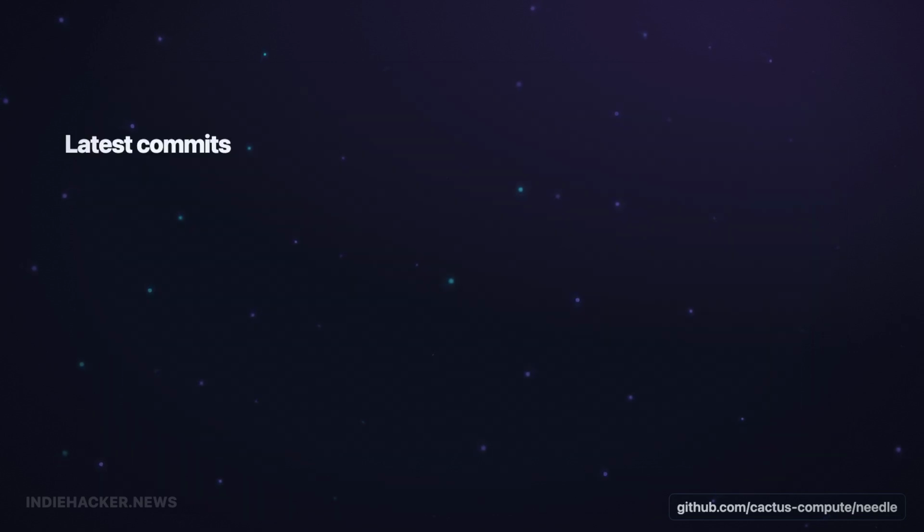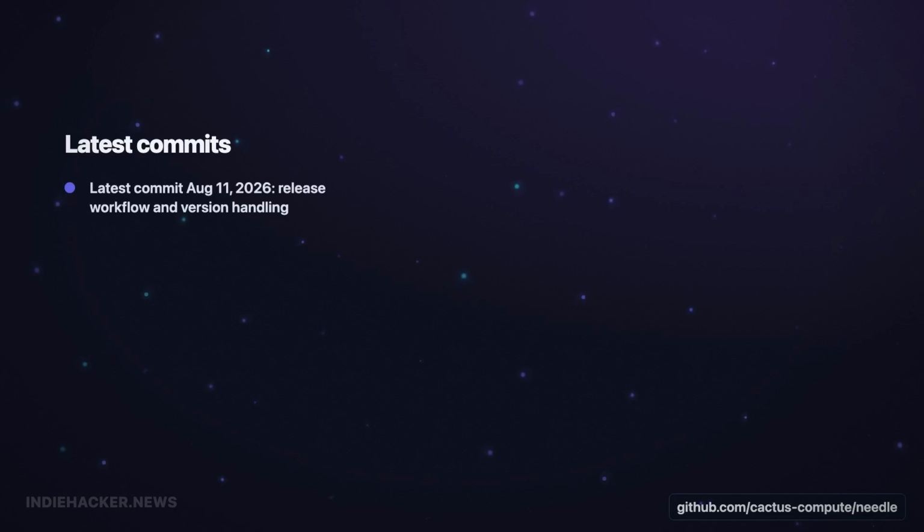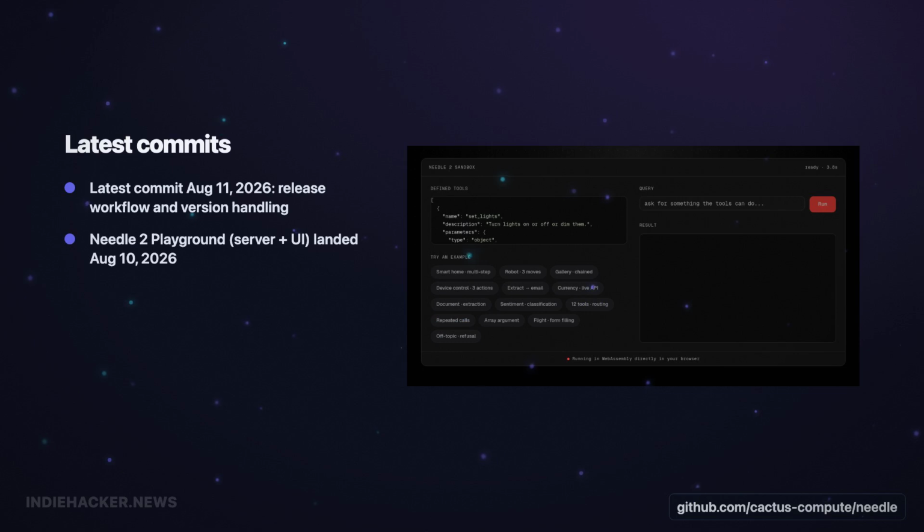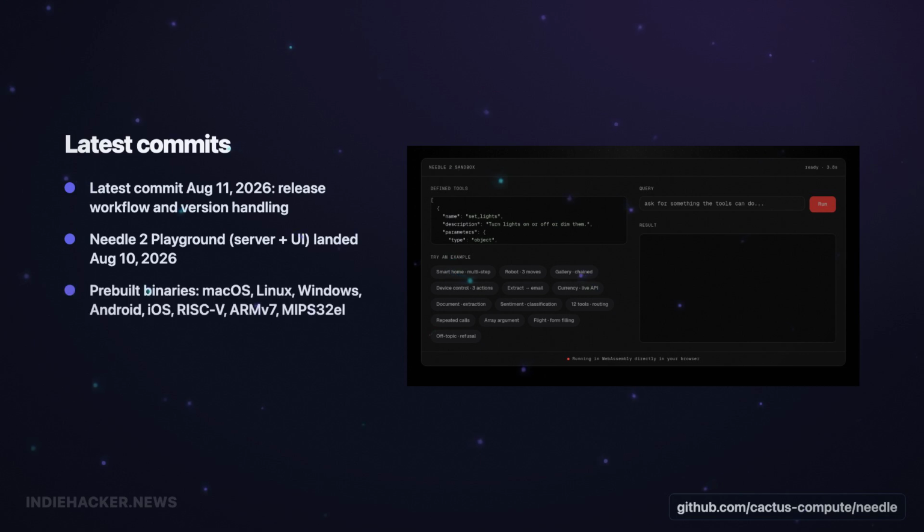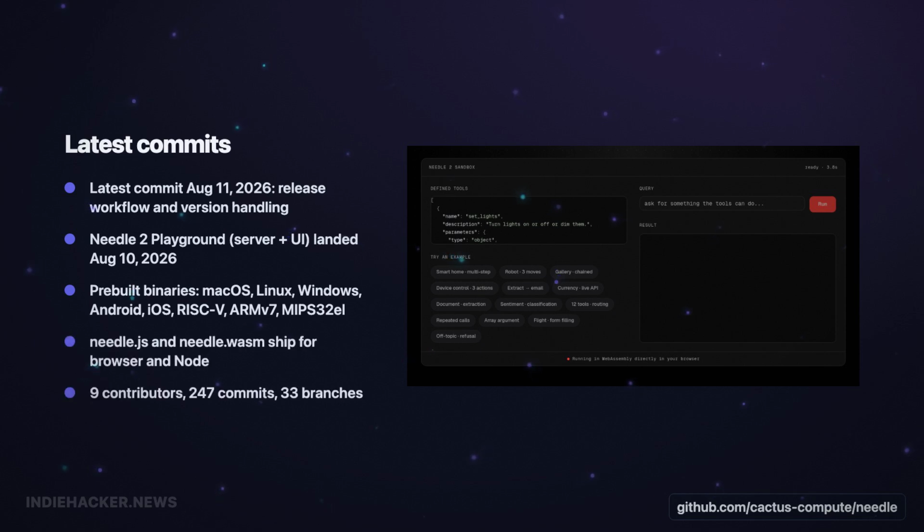The repo is moving daily. The newest commit at capture is dated August 11th, 2026, and it covers release workflow and version handling. The playground landed the day before, server and interface both, and it runs locally with preset tools and a button that retrains on them. The day before that, the architecture assets. The release folders tell you who this is aimed at. Pre-built binaries for macOS, Linux, Windows, Android, and iOS, plus RISC-V, ARM-v7, and MIPS32 for camera and router chips. There is a WebAssembly build too. 9 contributors are carrying the whole thing.